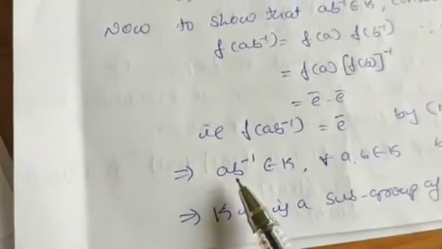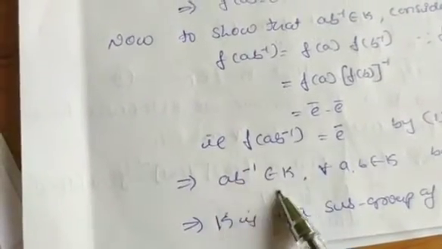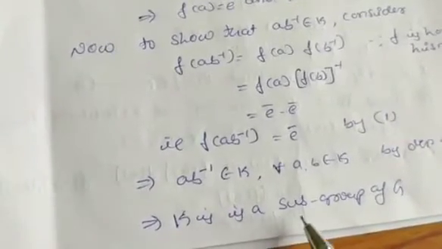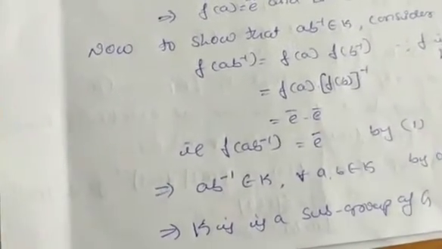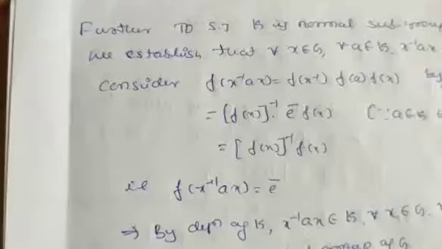So this implies a b inverse belongs to K for all a, b belonging to K. This implies K is a subgroup of G. This is the condition of a subgroup of G.